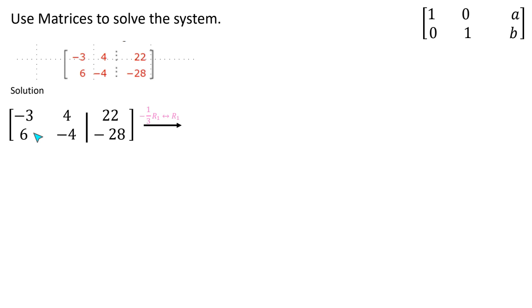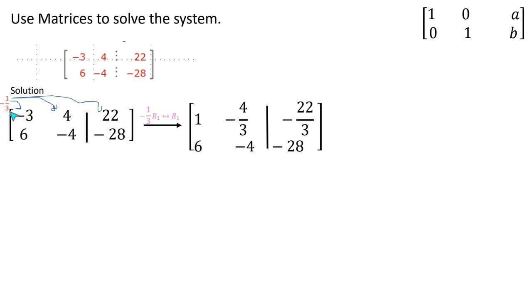So I'm going to look at this -3. How can I change the -3? So if I multiply it times a negative 1/3, then it will become a 1. So I'm going to multiply negative 1/3 times row 1. And then I'm going to put it back in row 1. Okay, so I have negative 1/3 times -3 becomes a positive 1. Negative 1/3 times 4 becomes a negative 4 thirds. And negative 1/3 times 22 becomes a negative 22 over 3.